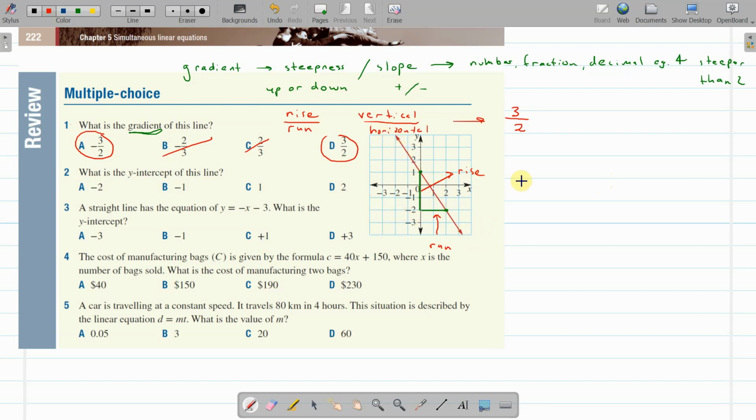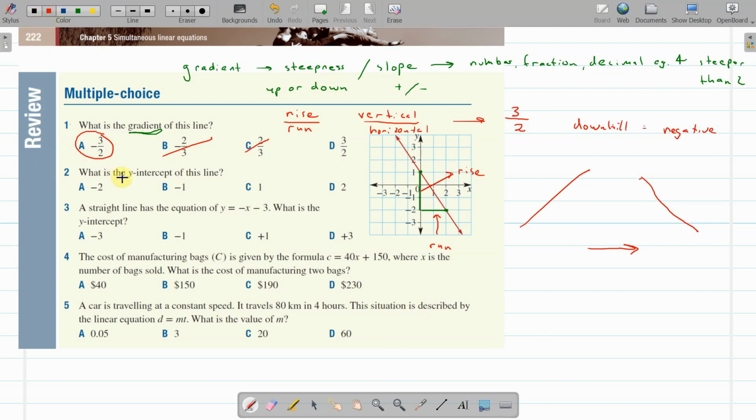There could be a line going like this, and this line is going like that. But travelling in that direction, are we going uphill or downhill? This one is a downhill one. And downhill is negative, which narrows it down to this answer here. There's our gradient.